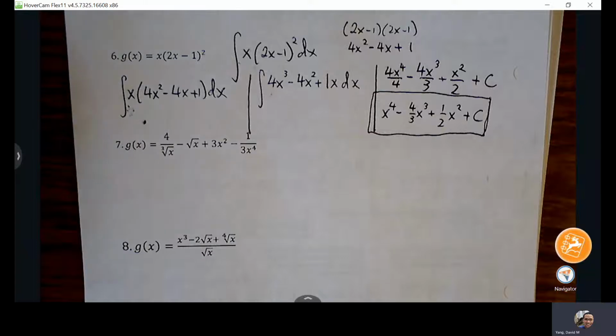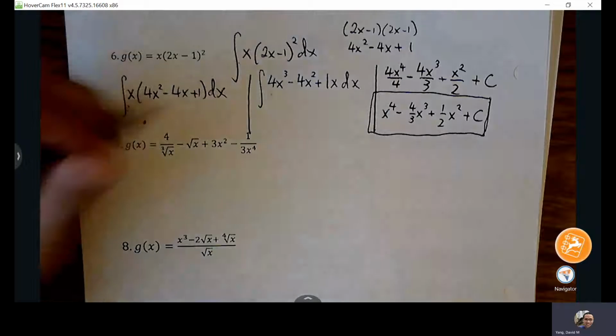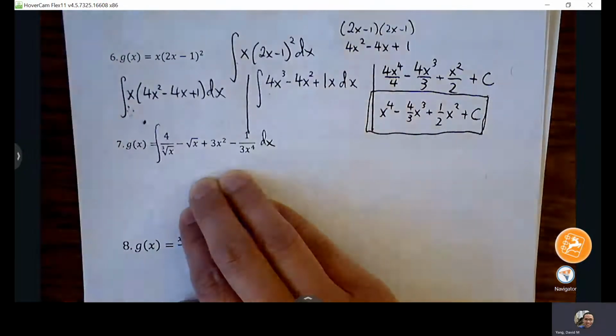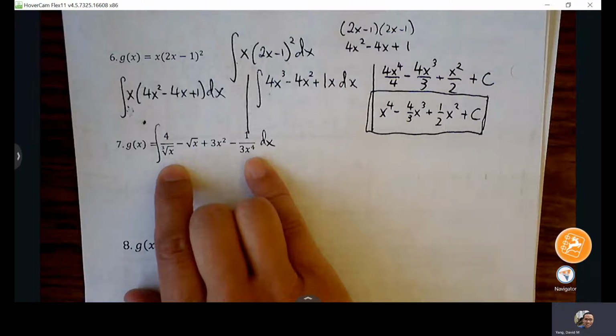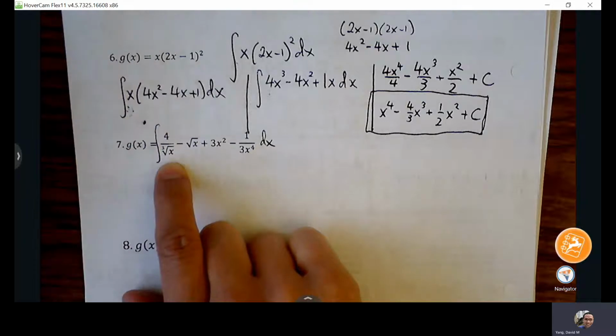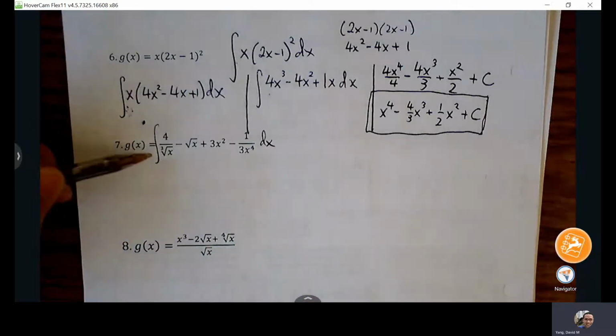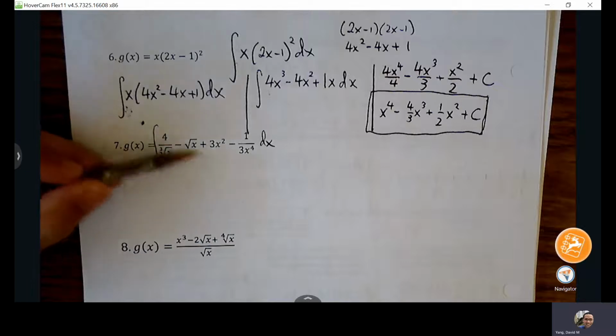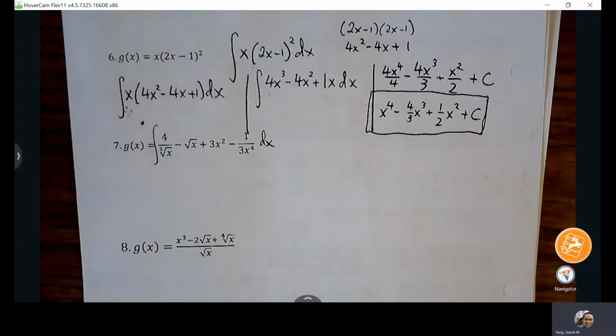Okay, number 7, asking you to find the antiderivative. But a couple of steps have to be done before we apply our integral, right? We have to convert radicals to rational exponents. We have to push all the denominator variables to the top, and then we can apply power rule.